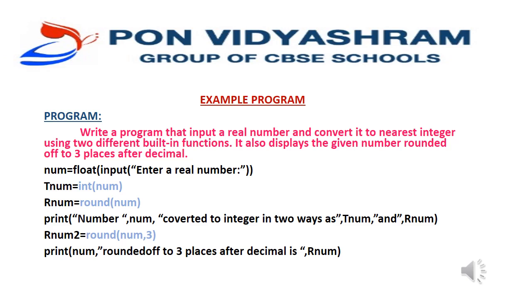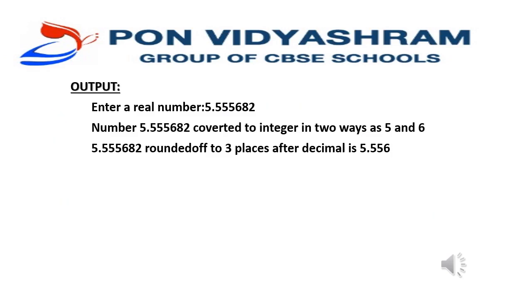Next, rnum2 is equal to round of num comma 3. What this function does is take the given number and round it off to 3 decimal places. That is, after the point it will have only 3 decimal places. Then we will have another print statement, which we will discuss again with the output screen.